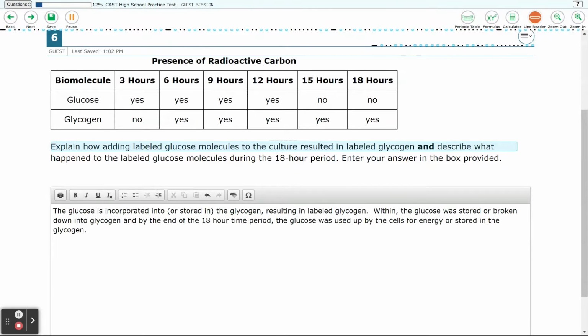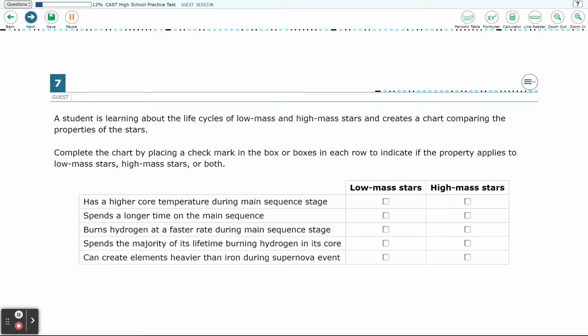All right, so let's head on to question number 7. Here we see that a student is learning about the life cycles of low mass and high mass stars and creates a chart comparing the properties of the stars. Complete the chart by placing a check mark in the box or boxes in each row to indicate if the property applies to low mass stars, high mass stars, or both.